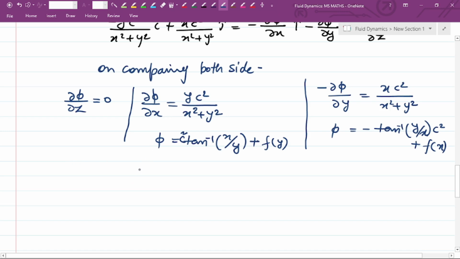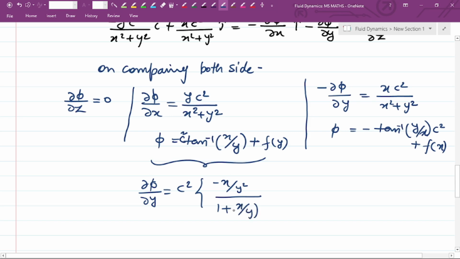Now if I differentiate this term with respect to y, dou phi by dou y will be c square times the derivative. The derivative of tan inverse u is 1 upon 1 plus u square, and the derivative of x upon y with respect to y is minus x upon y square. Plus it will be f dash y.